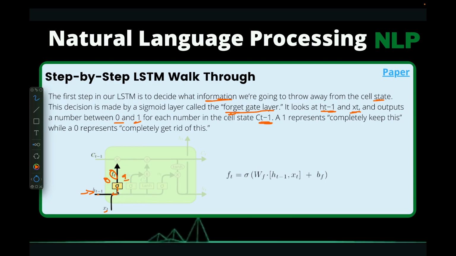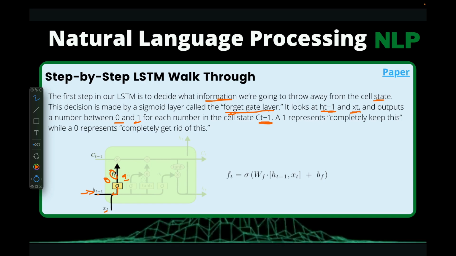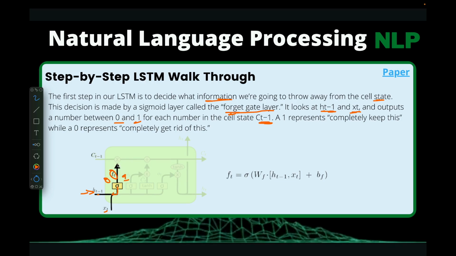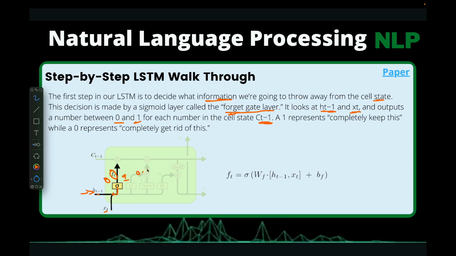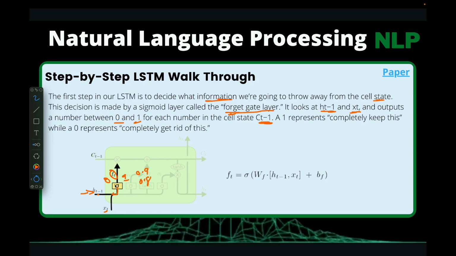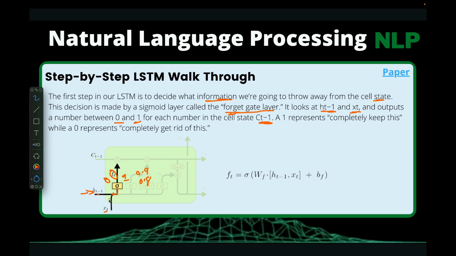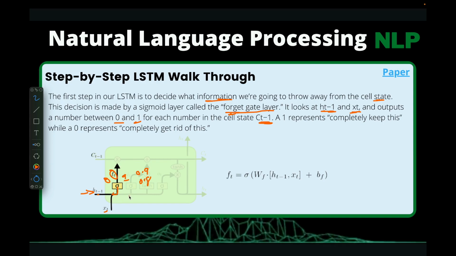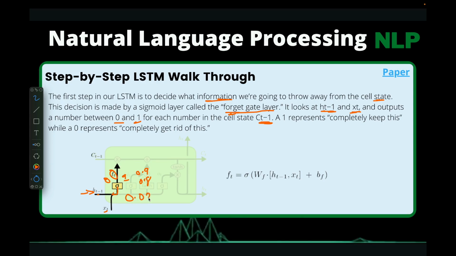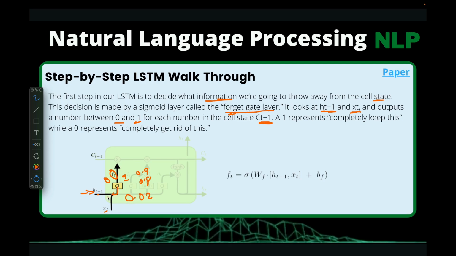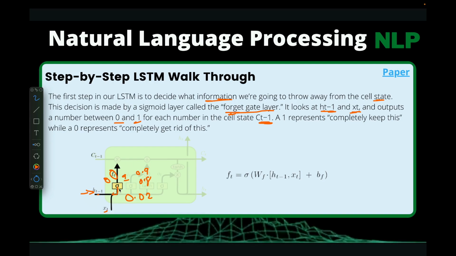Okay, so if it's 0, nothing is going to be allowed to go through. If it is 1, all of it is going to be allowed to go through. If it is any value between them, for instance maybe 0.9 or 0.8, if it is close to 1, it means that the majority of the information coming from here is going to be allowed to go through. But if you have something like 0.02, which is very small, it means that very, very little information here is going to be allowed to go through.